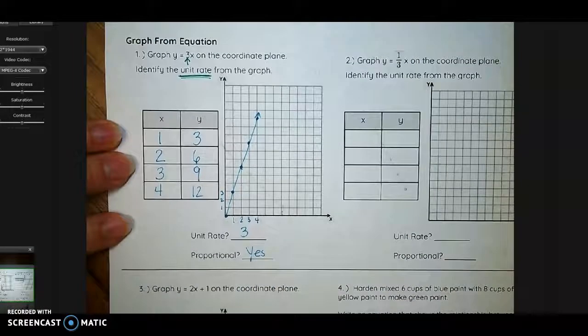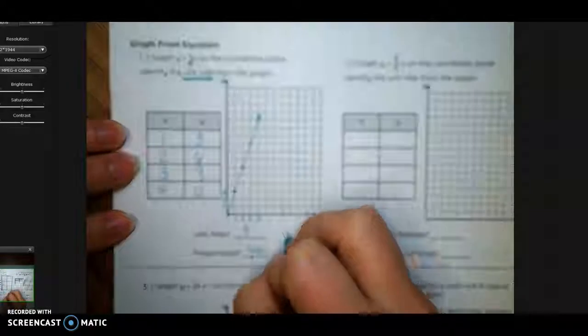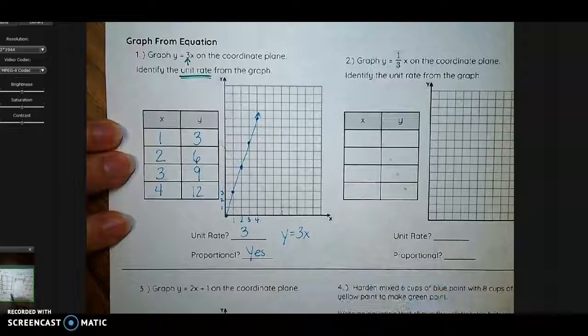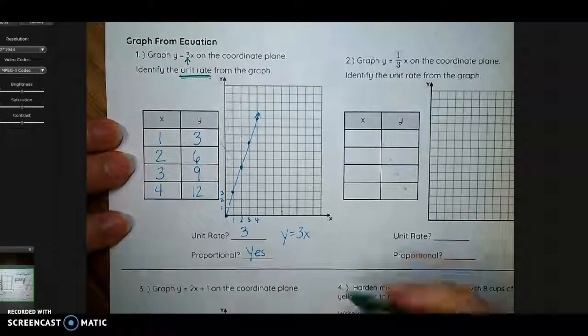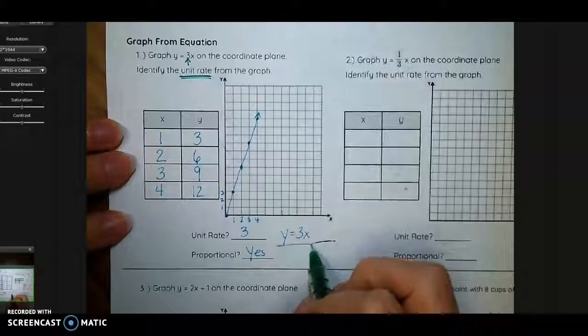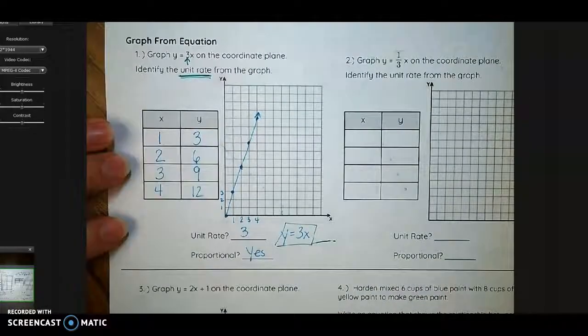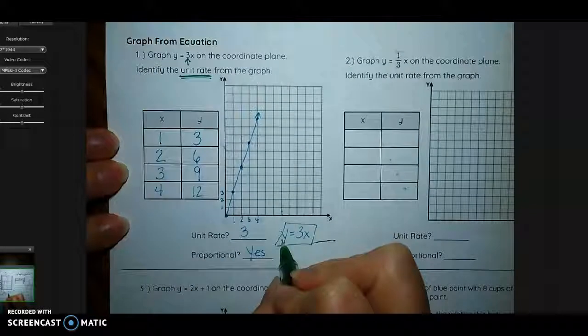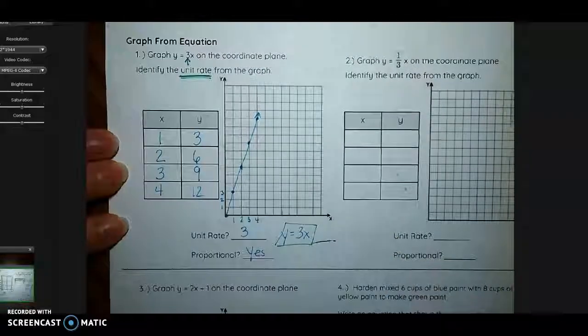Now, the way I can tell that is from my equation, rather than the graph. My equation is y equals 3x. There is nothing over here. Since there's nothing over here, and this is my equation, I know that's a proportional relationship because this tells me if I put in 0 here, I'm going to get 0 here. There's nothing that's going to get added on to that.